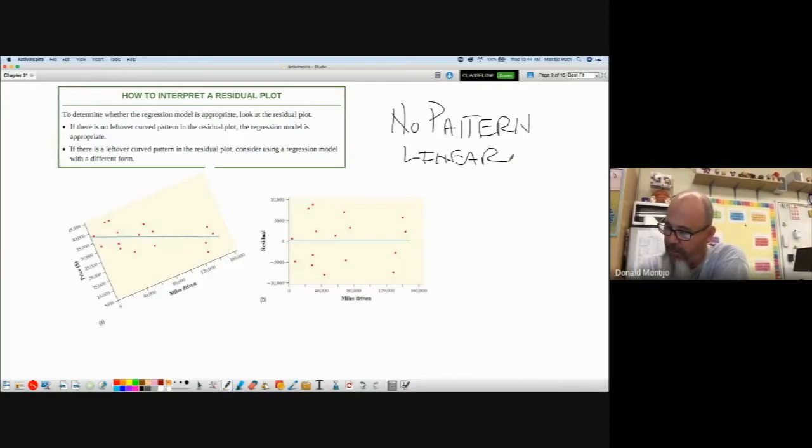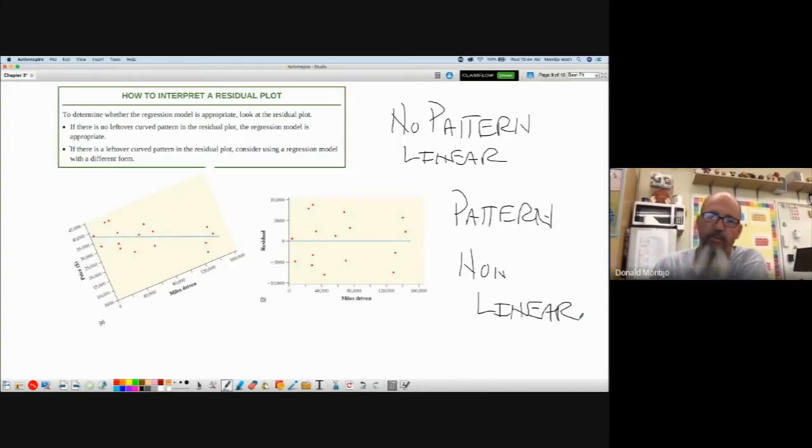No pattern means linear. Pattern, bad. If we see a pattern, that's bad news. Pattern means non-linear. And if you look hard enough, you could probably find a pattern in any scatter plot. What we mean by pattern is, is there a clear curved pattern? For example, if the residual plot looks something like this, we would say, oh yeah, you can see the black lines I just drew on there. There's clearly a curved pattern. Therefore, this form is not linear and my model is useless for making predictions.